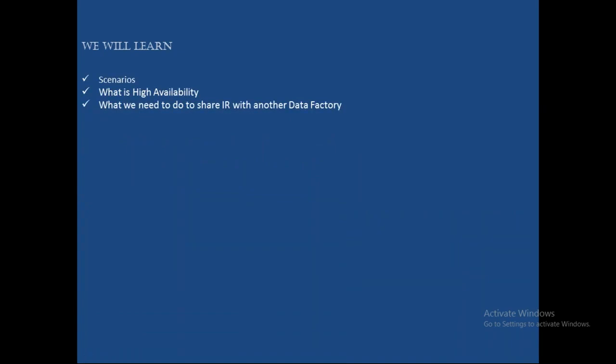Next, what we need to do to share IR with another data factory. As I mentioned, you need to grant the permission, and the second one is you need to take the resource ID and you need to use it in the UK data factory. Next, data flow diagram, estimations, prerequisite, required resources, as you know.